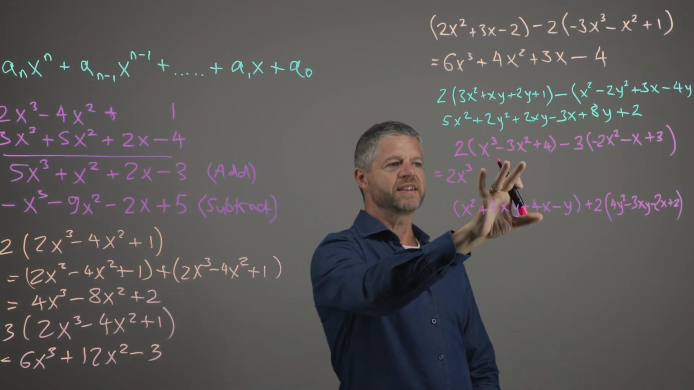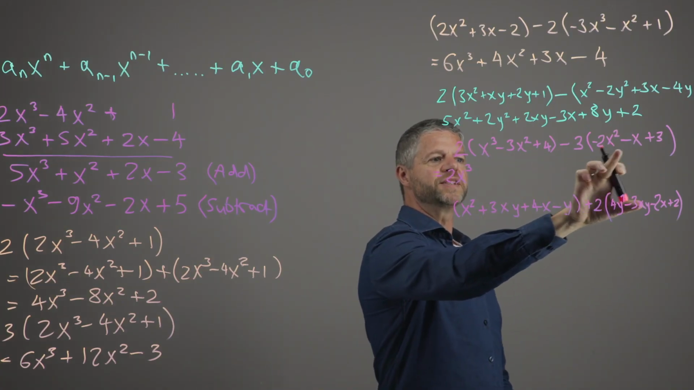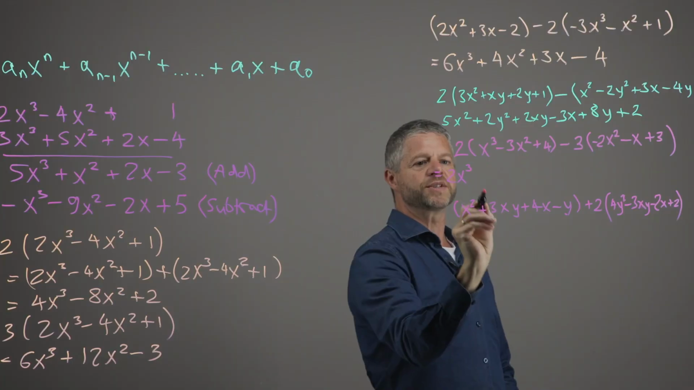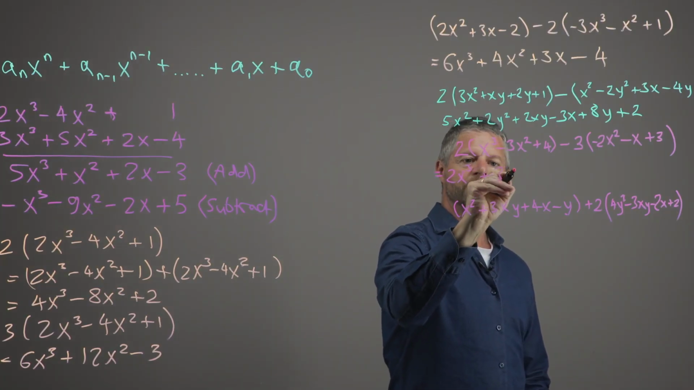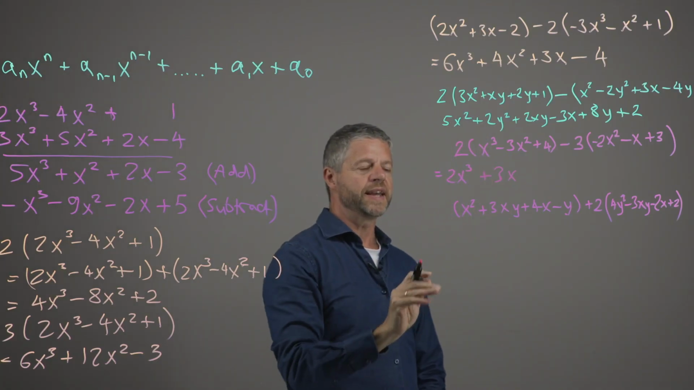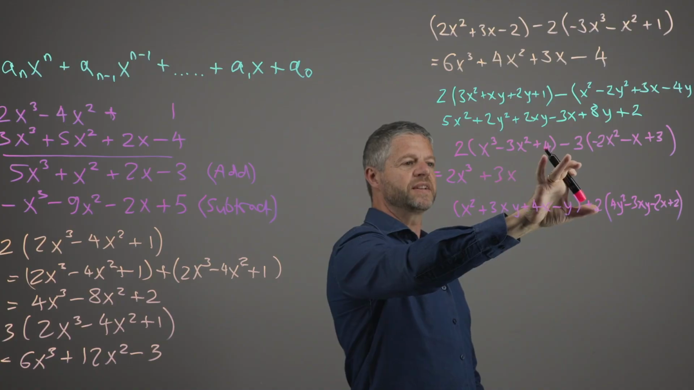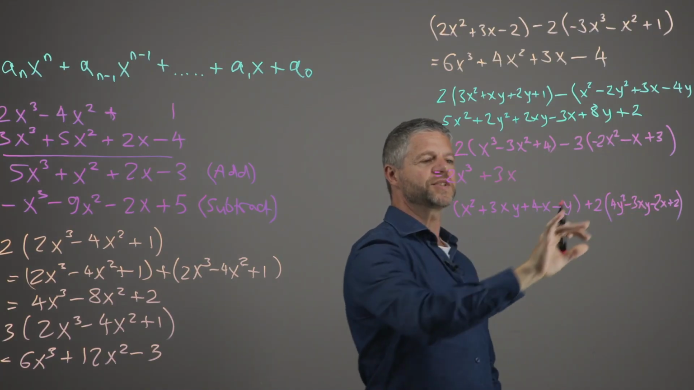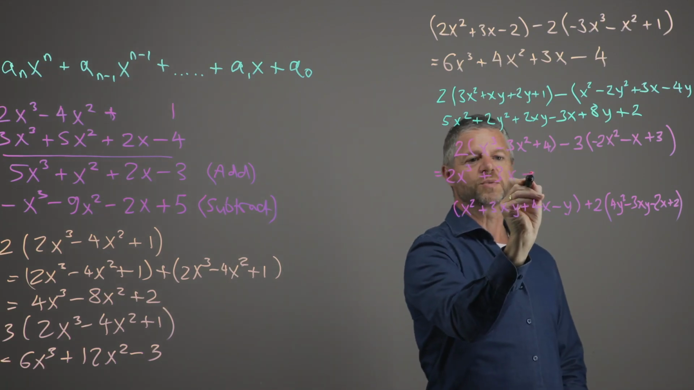And then next we've got the x term. There's no x term here, but there is here, minus 3 times minus 1, so plus 3x. And then the constant term, 2 times 4 is 8, and minus 3 times plus 3 is minus 9, 8 minus 9 is minus 1.